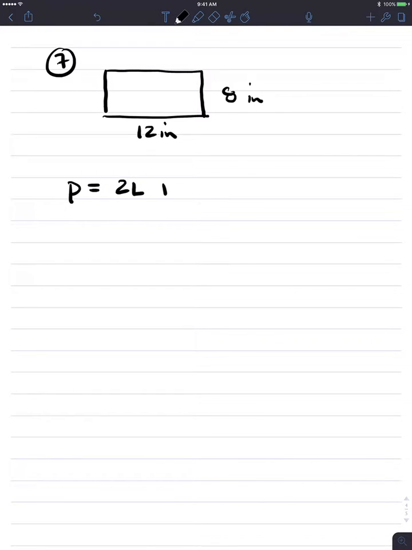Number 7. The length of a rectangle is 12 inches, the width is 8 inches. Determine the perimeter. I'm going to draw a rectangle, 12 inches for the length, 8 inches for the width. They want us to know what the perimeter is. Perimeter is 2 times the length plus 2 times the width.